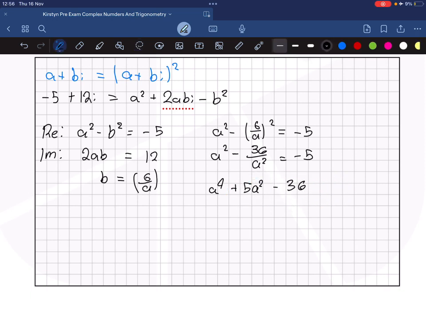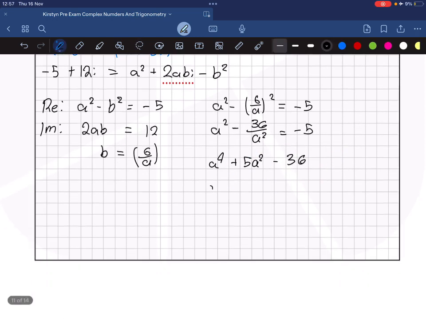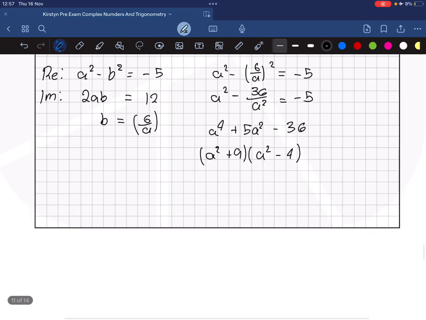So if we solve this like you would do a normal factorization, we're going to have a squared plus 9, and then we have a squared minus 4. So then we have a squared is equal to minus 9, so then a is equal to plus or minus 9. That doesn't make sense. So if we go to the other one, a squared is equal to 4, so then a is equal to plus or minus 2. Sorry, this one should be 3.